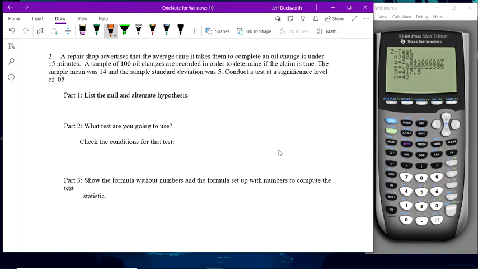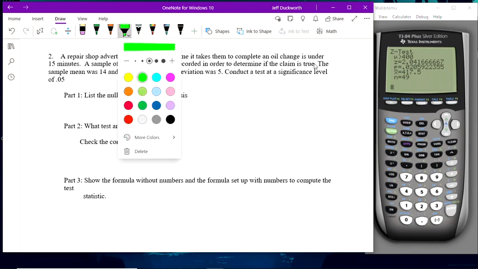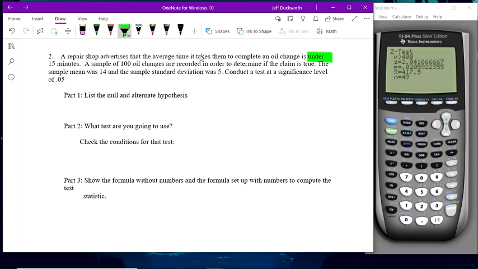All right, so number 2 says a repair shop advertises that the average time it takes them to complete an oil change is under 15 minutes. So let's highlight that again. Under 15 minutes. A sample of 100 oil changes is recorded in order to determine if the claim is true. The sample mean was 14 and the sample standard deviation was 5. Conduct a test at a significance level of 0.05.